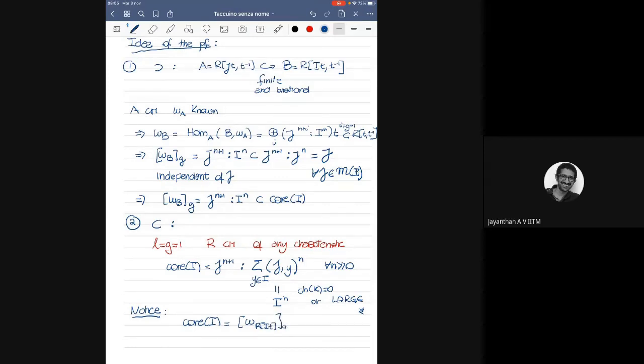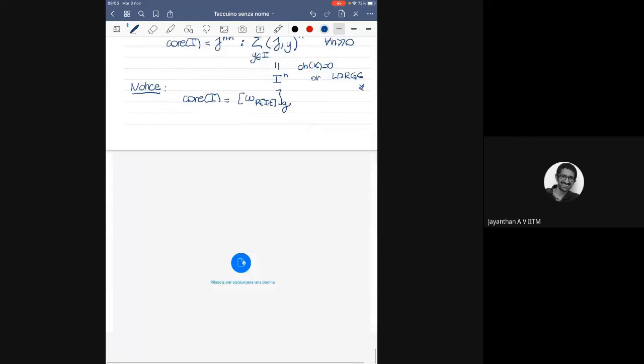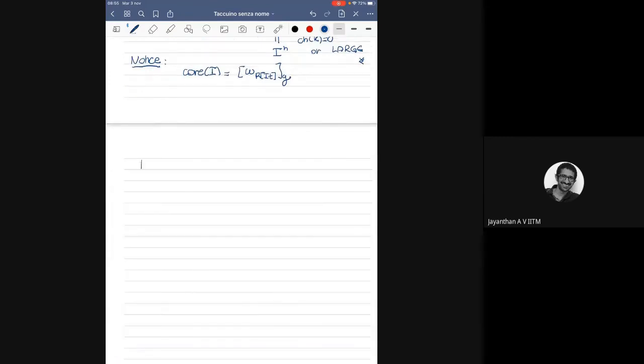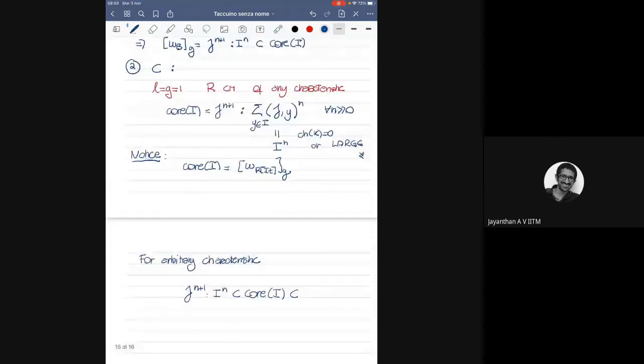It tells us that in general, for arbitrary characteristic, the core is always sandwiched between this J^{n+1} colon I^n and this other ideal that now I'll just copy paste so I can be a little quicker.